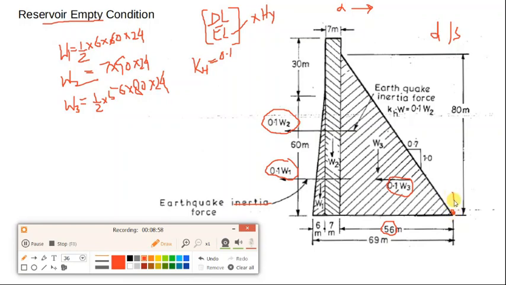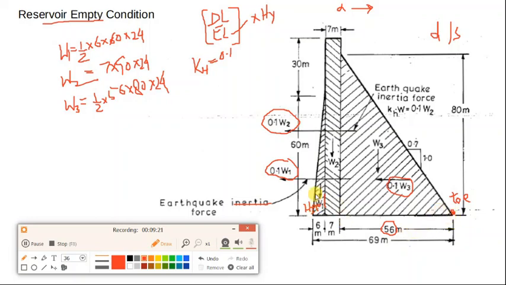This is the toe of a dam, and this is the heel of a dam. So we have to calculate the lever arm from the toe, because we will be calculating all the moments about the toe.